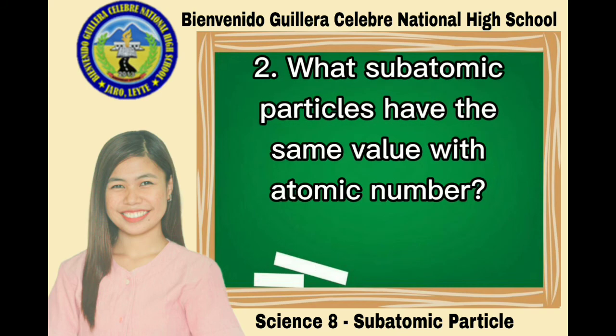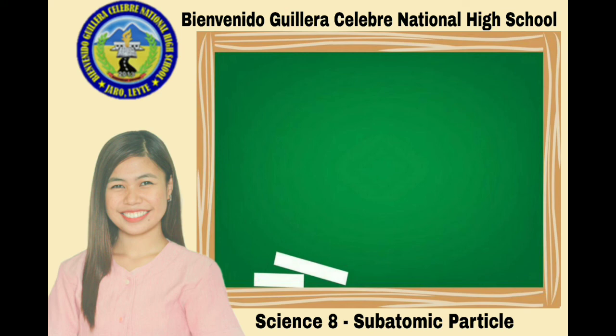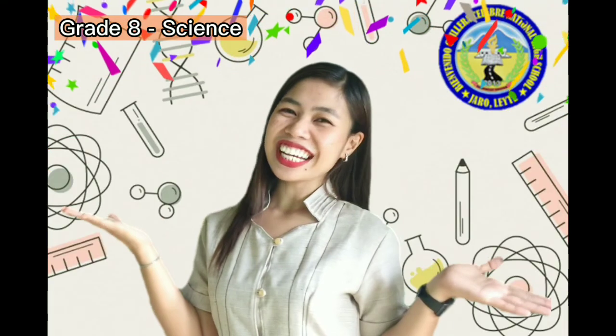Number 2. What subatomic particles have the same value with that of the atomic number? Correct! These are proton and electron. You're doing great! Number 3. The difference between the mass number and atomic number is equivalent to the number of blank. It is neutrons. Very good.